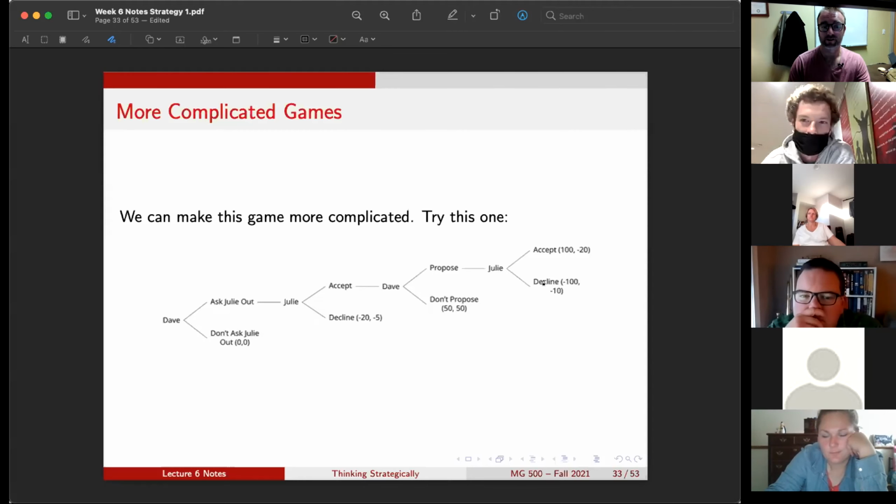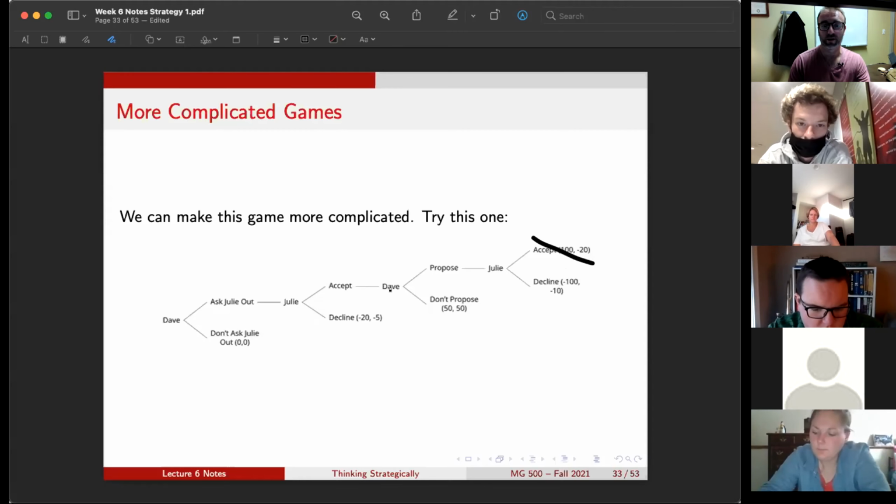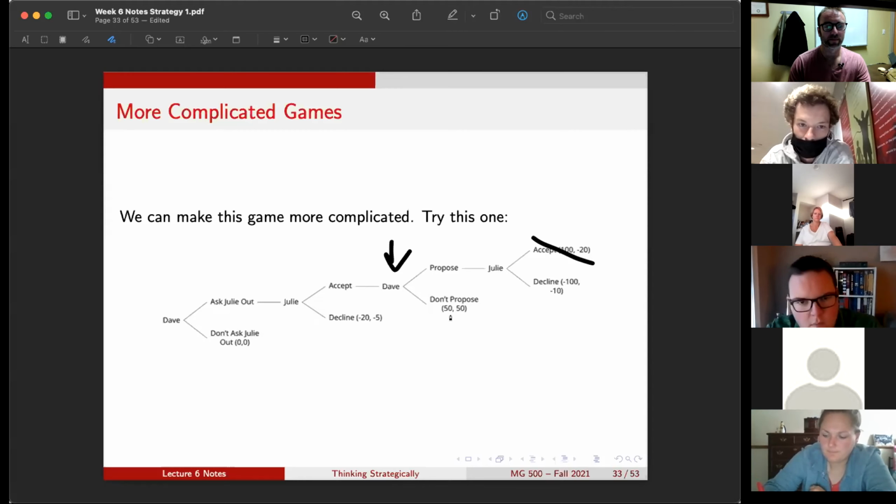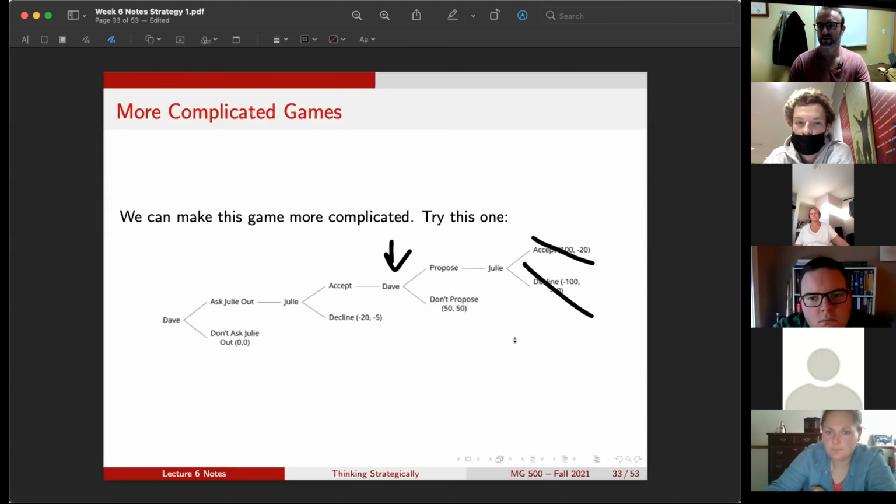I think she'll say no. Yeah, she should decline, because -10 is better than -20, so we get rid of this one. Now, if we were back here, if I knew she was going to say no, would I propose to her? No, I would pick don't propose, because 50 is bigger than -100. So now we know that if we're here, we'll end up here, which means we will not get to this point. Does that make sense?